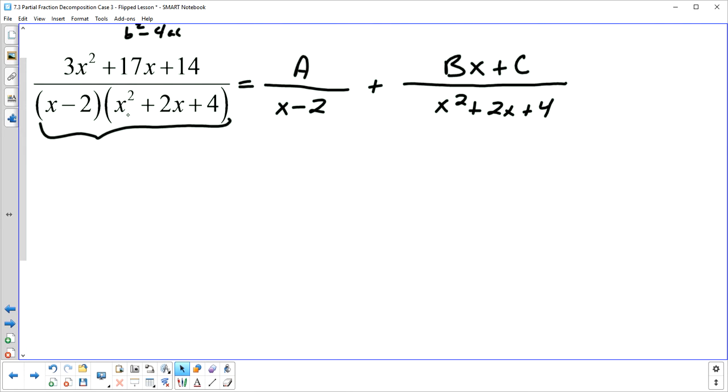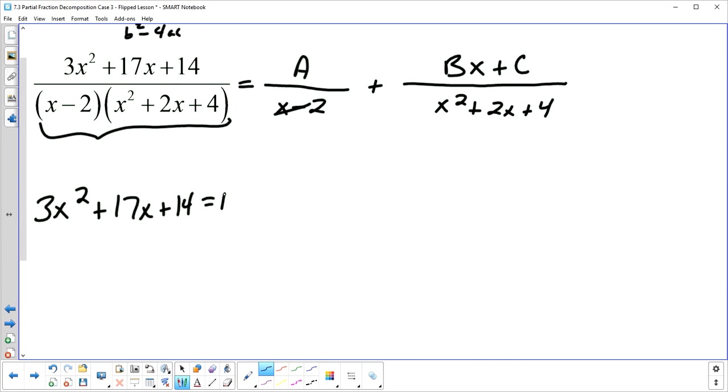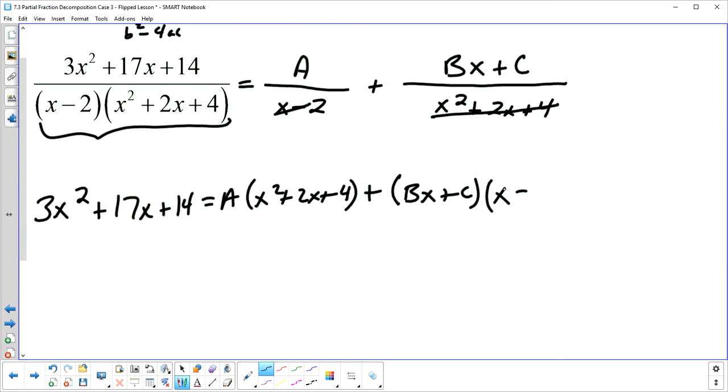We're going to multiply by our lowest common denominator, which is just the denominator. So on the left side, we're going to end up with 3x squared plus 17x plus 14. On the right side, our x minus 2's would cancel out when I multiply by that. So I'd have a times x squared plus 2x plus 4, plus on the second term, the x squared plus 2x plus 4 cancels out. And make sure we're using parentheses appropriately. We're going to have bx plus c in parentheses, and times we'd have an x minus 2 left over.